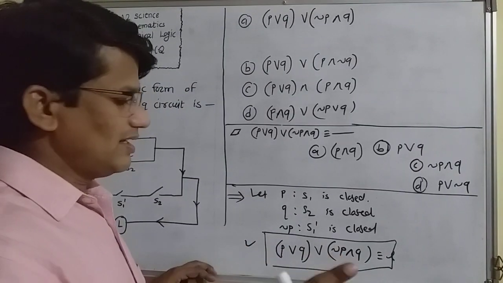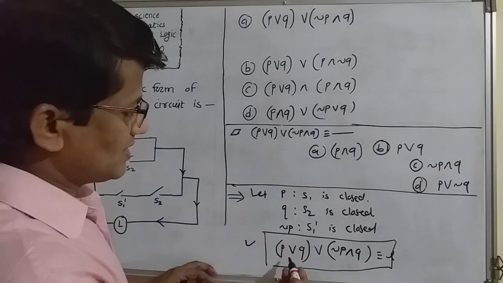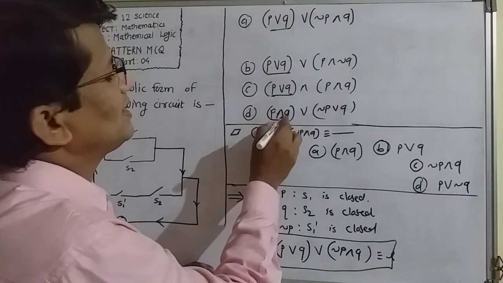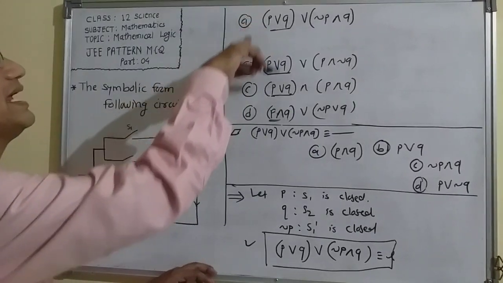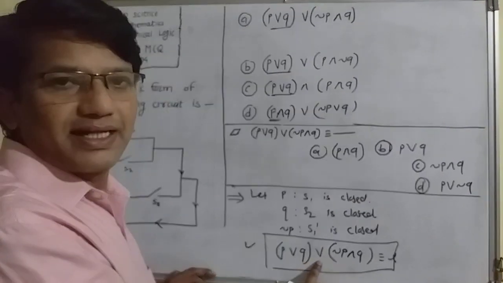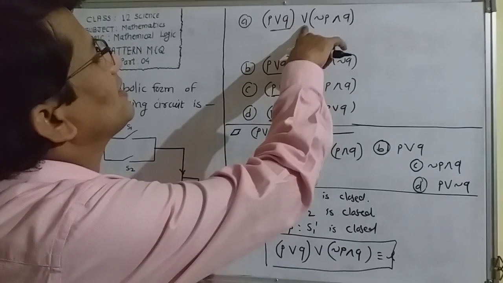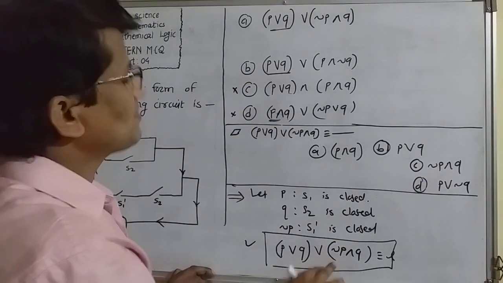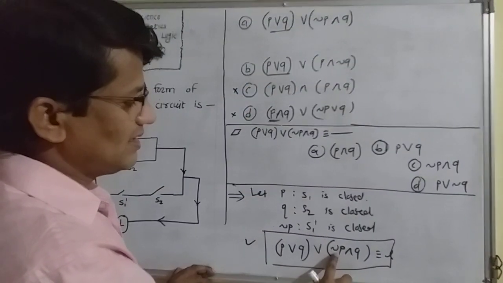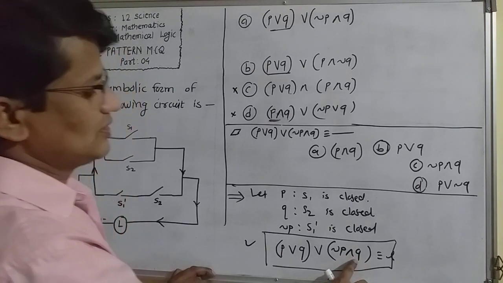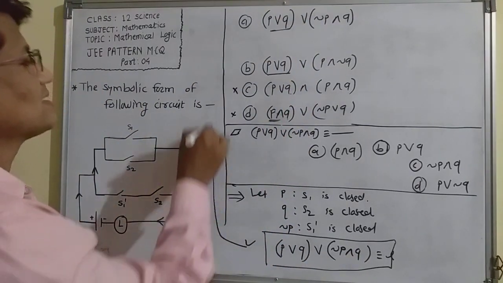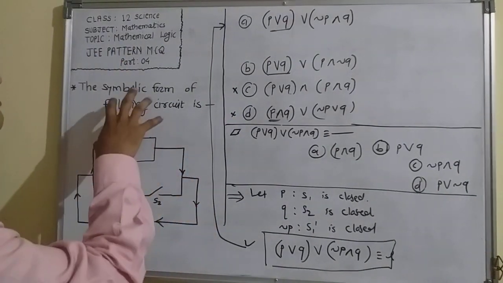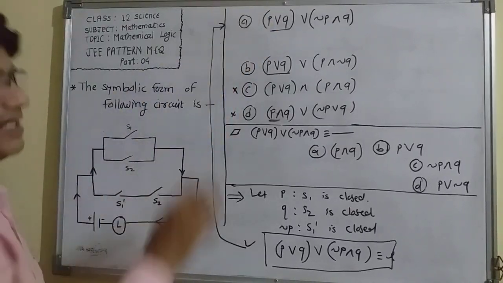Options are given. Let us see the options. The first bracket is P or Q, P or Q, and here also, here not. So the option may be among A, B and C. Here the connective or is in the first, here also, here not. The third option is also not included here. So our option may be first or second. Observe now the second bracket, negation P and Q. So in the first, our correct answer is the first option. Thus the symbolic form of the circuit is option number first.